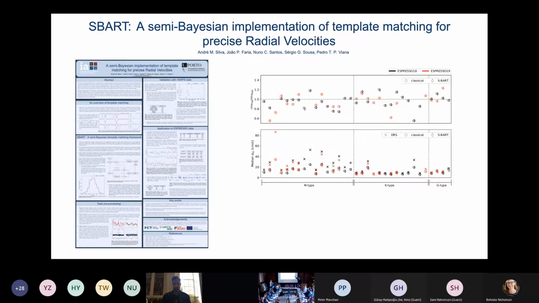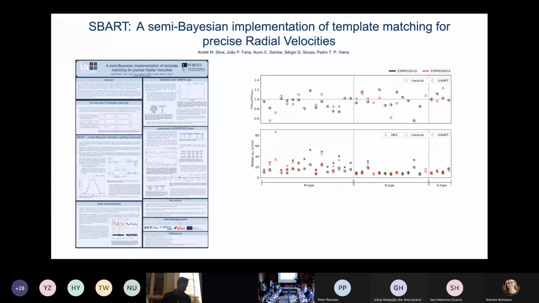Okay, so here I show results of the S-BART pipeline over 1,000 observations of 30-something targets of ESPRESSO. In the upper panel, I show the ratio of the radial velocity scatter of the template matching pipeline with the one from the CCF, and below one is better. So for M and K-type stars, the S-BART pipeline shows an improvement, or a decrease in radial velocity scatter, and for G-type stars they are essentially the same, but we only have a small sample.